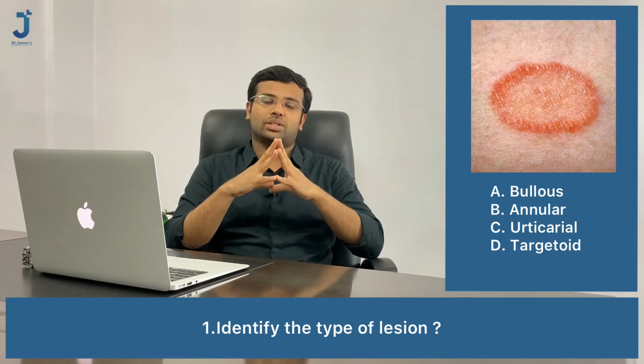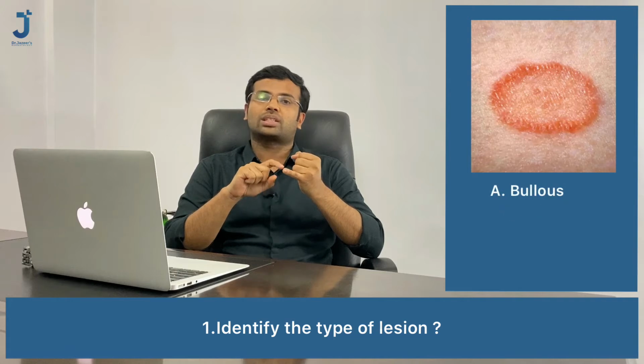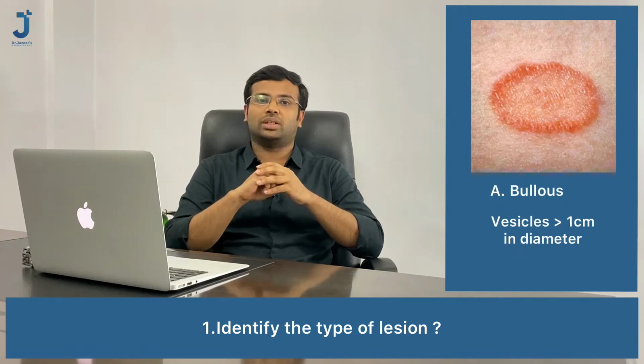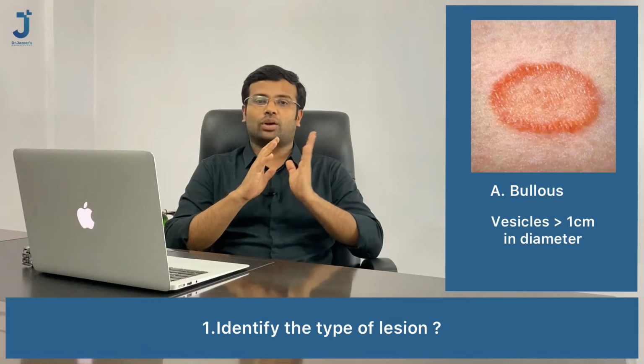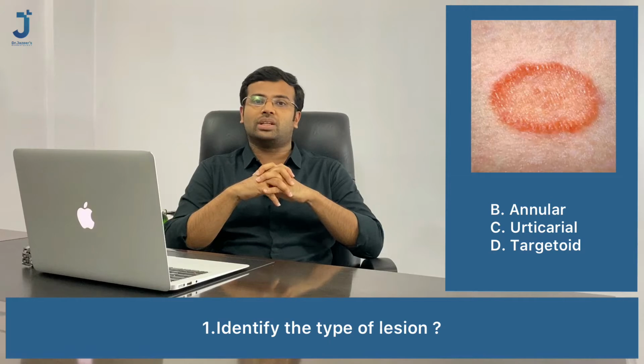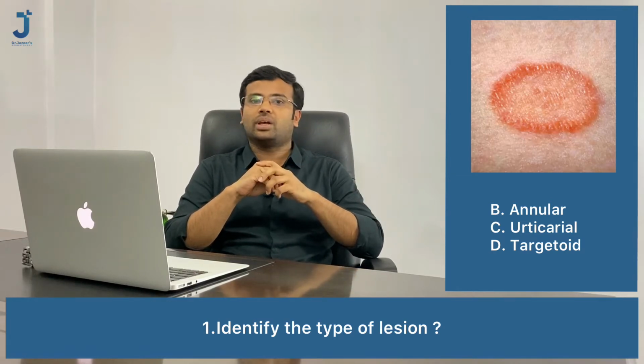It is a very simple question to be asked in INICET, because option A, bullous, means it is going to be a vesicle that is more than 1 centimeter in diameter. So it is definitely not a bulla. The second is annular lesion. Annular means a ring-like type of lesion. So the correct answer is going to be annular.